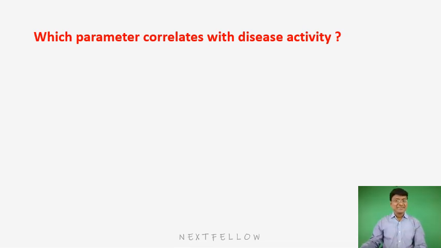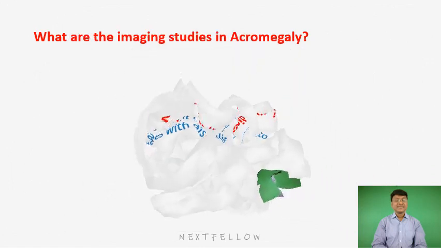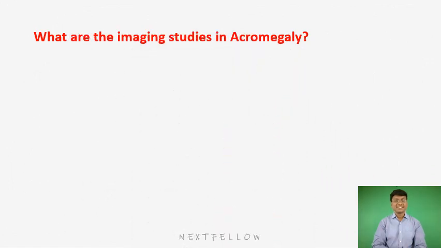Now, which particular parameter correlates with the disease activity? The parameter which correlates with the disease activity will be insulin-like growth factor 1. So the more severe the disease of acromegaly, the higher the IGF-1 levels, or the higher your somatomedin levels. Right? So the parameter that correlates with the disease activity is IGF-1 levels.